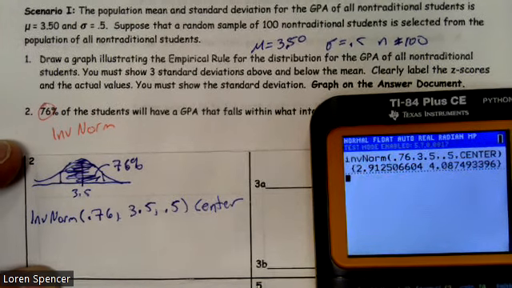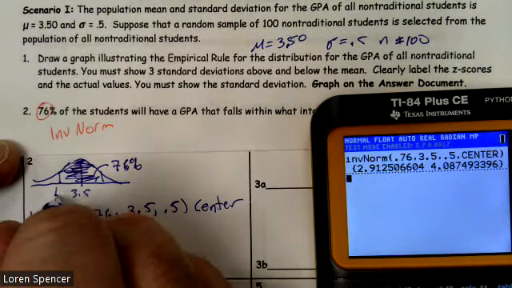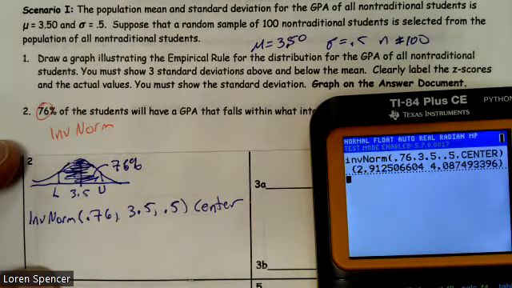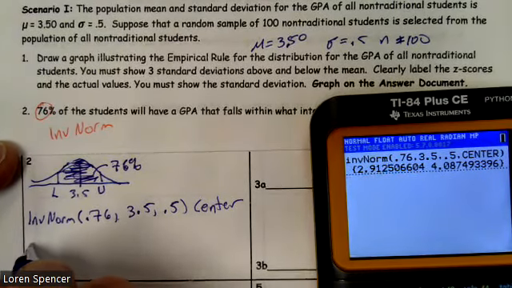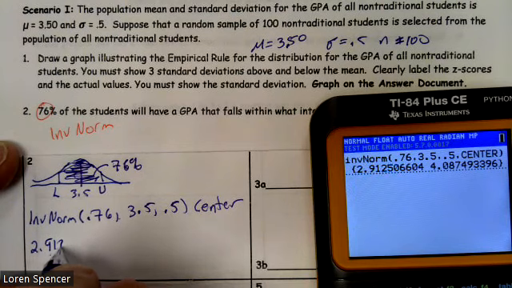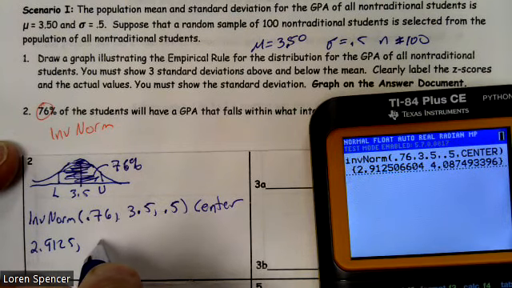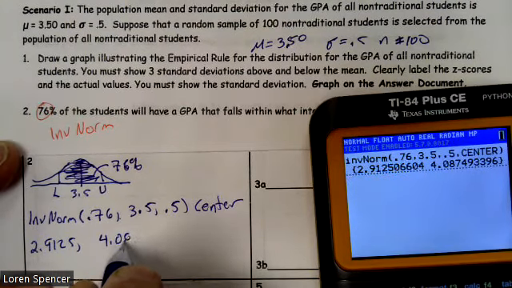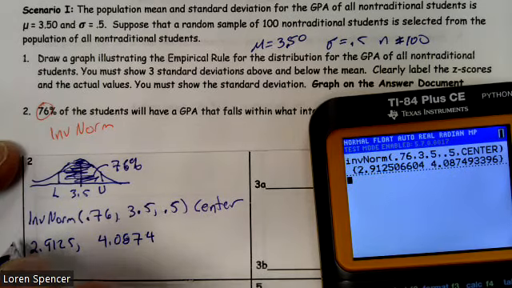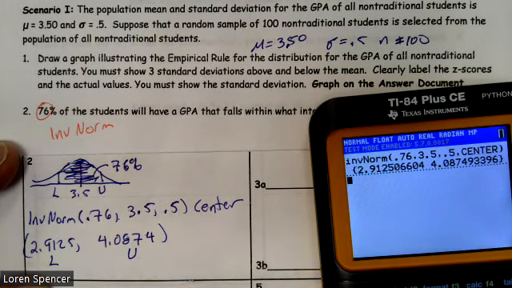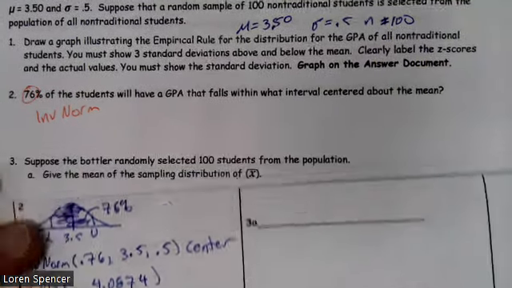And when we do that, we end up getting a lower bound, because this is what we're looking for, this lower bound and this upper bound. So we have 2.9125, comma, 4.0874. And we're going to label that lower and upper. All right, so that takes care of our number 2.